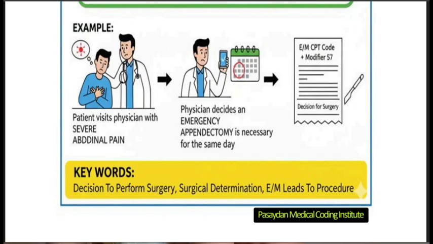The example is a patient visiting the physician with severe abdominal pain. The physician decides an emergency appendectomy is necessary for the same day. In that case, we have to give the 57 modifier for the decision of surgery with the E&M code. The keywords are decision to perform the surgery, surgical determination, and E&M leads to procedure. The 57 modifier goes with the E&M CPT code.